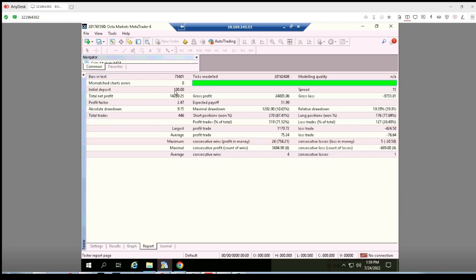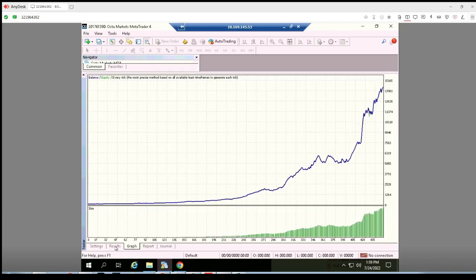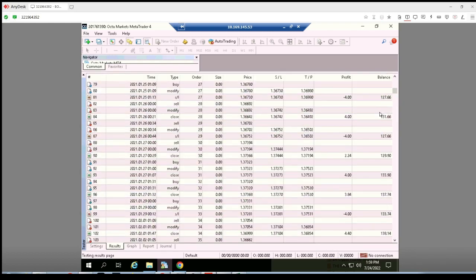The result is that the final profit is still quite good. Earn $14,269 profit on $100 deposit. Total trading in 1 year 446 transactions. Drawdown becomes bigger at 10.63%. 71% profit trades. And consecutive loss 5. Transaction details you can see in the video.